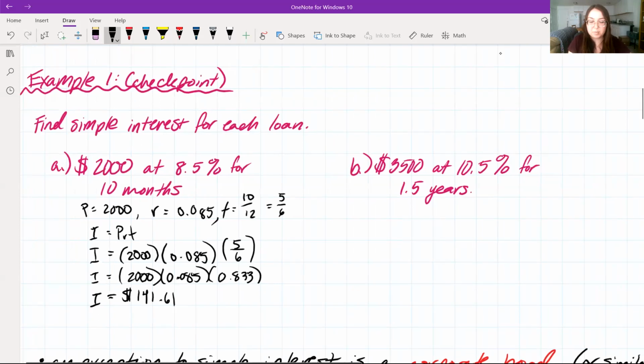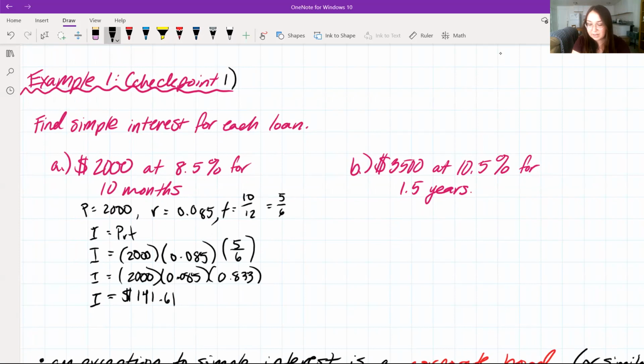All right, now for part B here, we're going to do $3,500 at 10.5% for 1.5 years. So we know that our simple interest rate is supposed to be for a year or less, and in this case, we're doing 1.5 years. This is checkpoint 1 in your book. So you can always go back and look there.